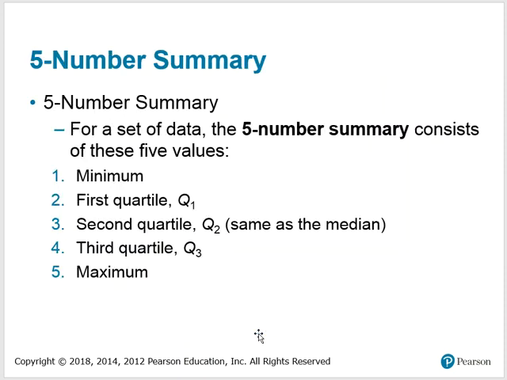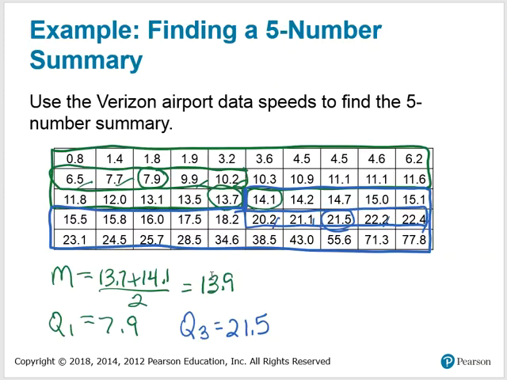So I've now found the median, which is the second quartile, the first quartile, and the third quartile. I have the minimum and the maximum left. Those are just looking and seeing what I have. The minimum, my lowest number is 0.8. The maximum, my highest number is 77.8. So my 5-number summary: 0.8, 7.9, 13.9, 21.5, 77.8.